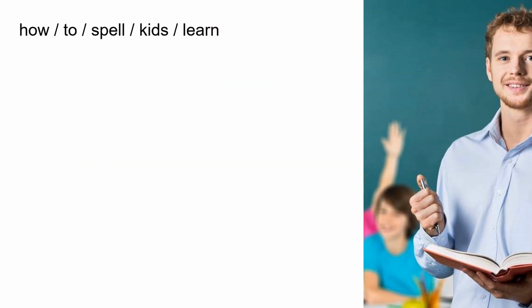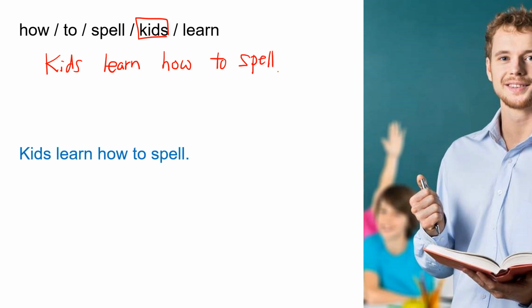How to spell, kids, learn. So kids is the only subject here, kids. And this is third person plural, so you don't need an s. Kids learn. Learn what? How to spell. Kids learn how to spell. So kids learn, this one together. Kids learn how to spell.